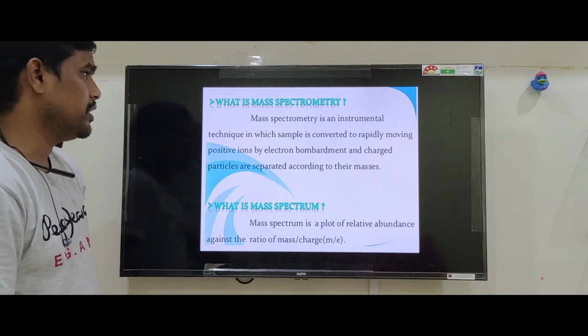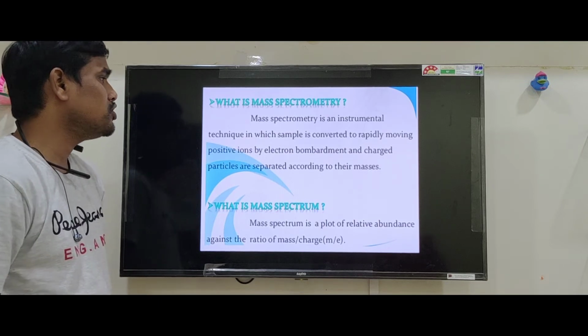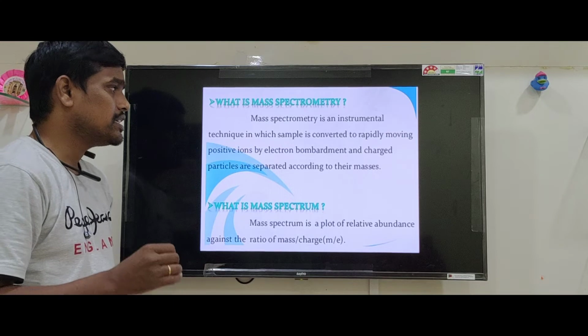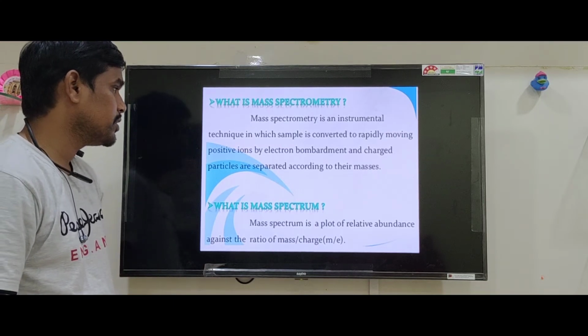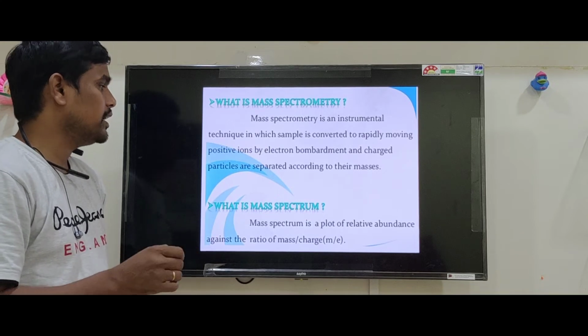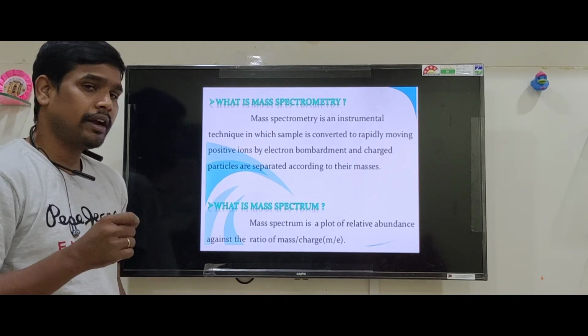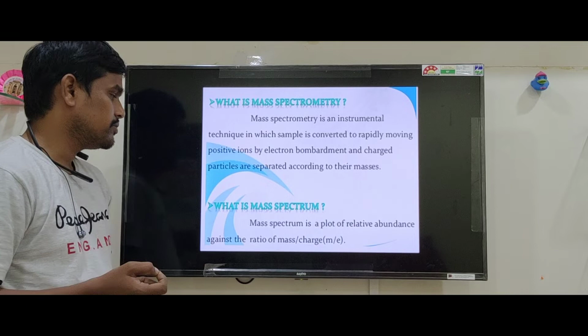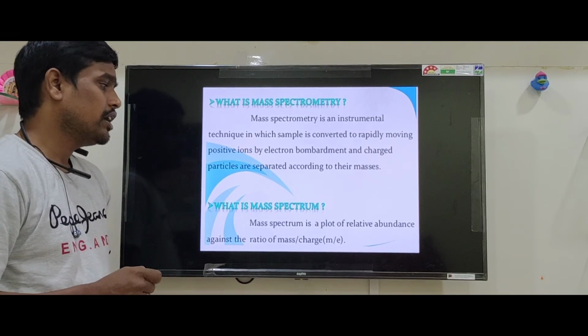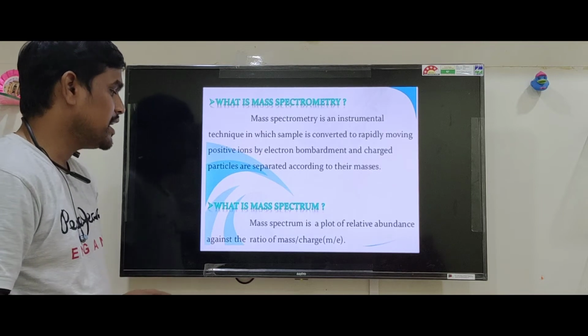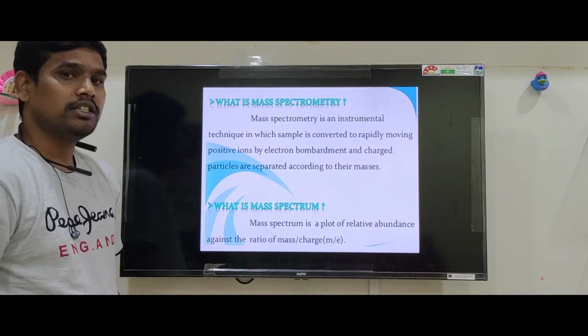What is mass spectrometry? Mass spectrometry is an instrumental technique in which a sample is converted to rapidly moving positive ions by electron bombardment, and the charged particles are separated according to their masses. So what is the mass spectrum? A mass spectrum is a plot of relative abundance against the mass by charge ratio.